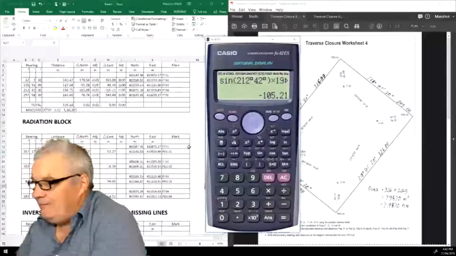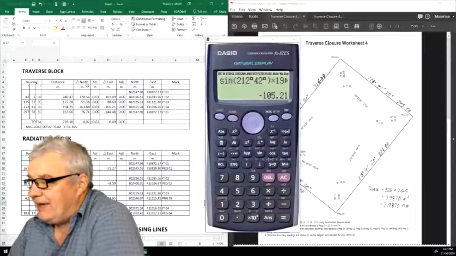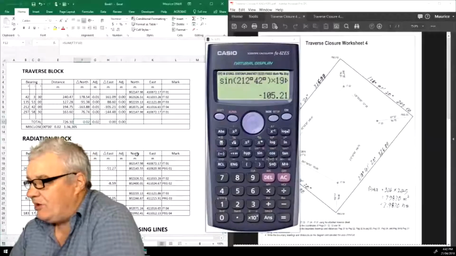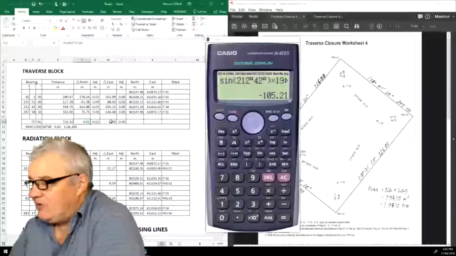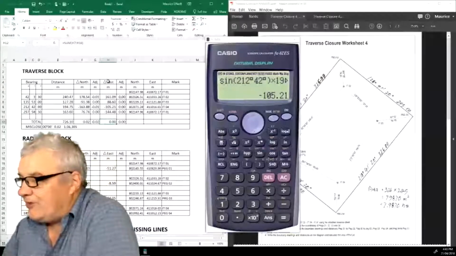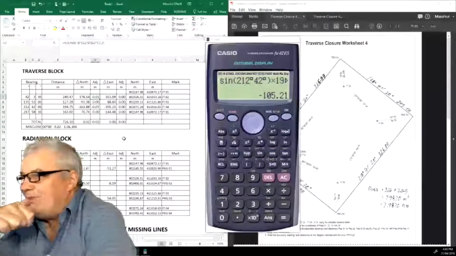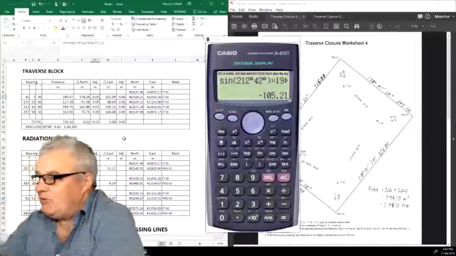Okay, so we go through our traverse and we add up our northings and get that misclose there. Add up our eastings and get that misclose there. And then we can work out the Bowditch adjustment. And I've got that here as well. So that's rounded to 2 decimal places.